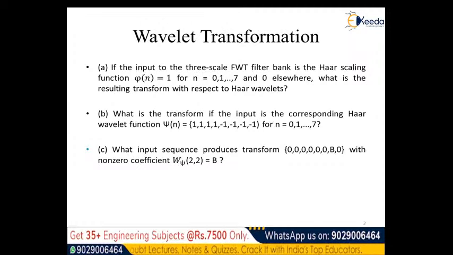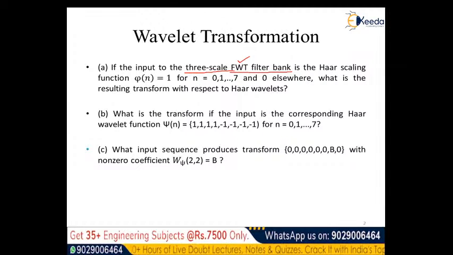So parts A, B and C constitute the problem statement we are going to consider as practice for wavelet transformation. Now if you see the first part here, we have the abbreviation FWT. The question is, if the input to the 3 scale FWT, where FWT stands for the fast wavelet transformation, and with the help of the fast wavelet transformation there is a consideration of the filter bank here, and the filter bank is of the 3 scale.